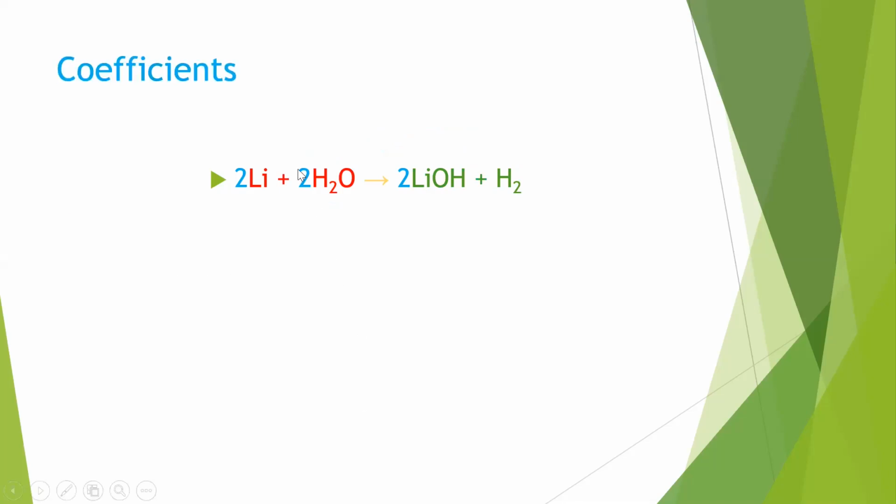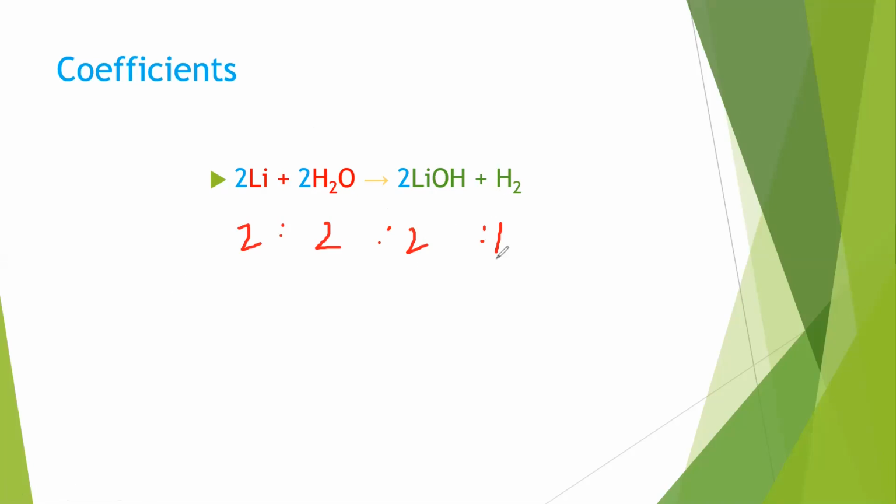Coefficients tell you the proportion. I think this confused a lot of people. So this coefficient, you can just say it's a ratio of 2 to 2 to 2 to 1, and you could just drop down the coefficients. So we always know it's going to react in this proportion.